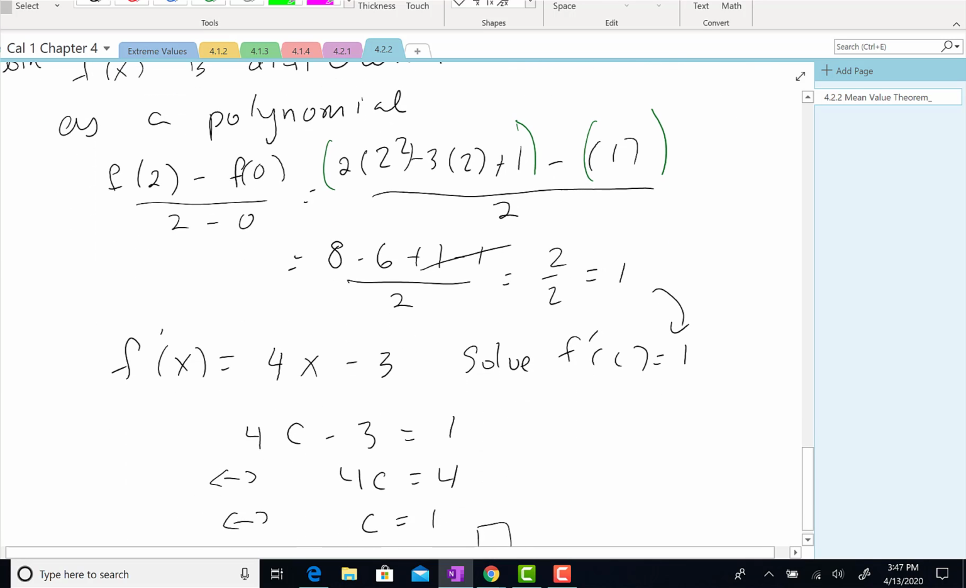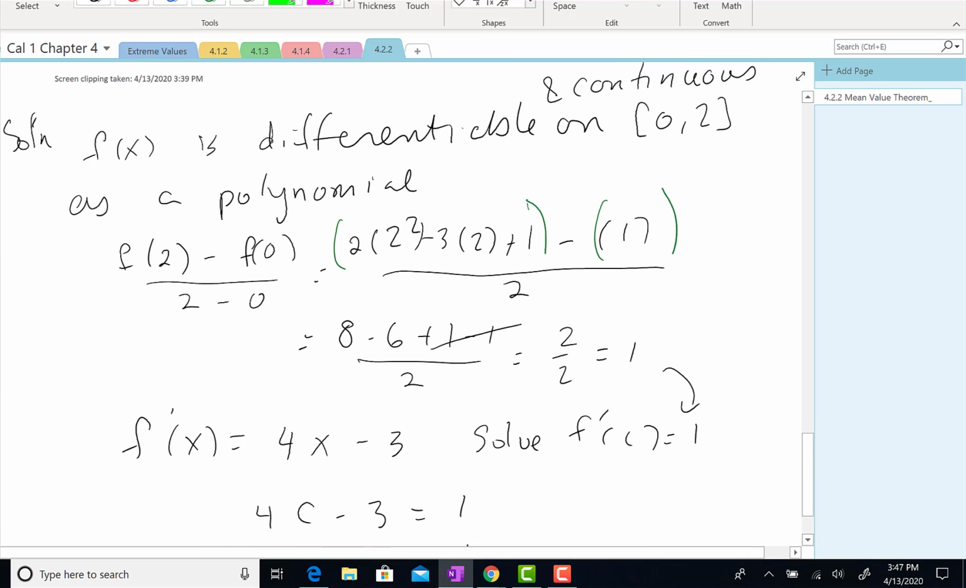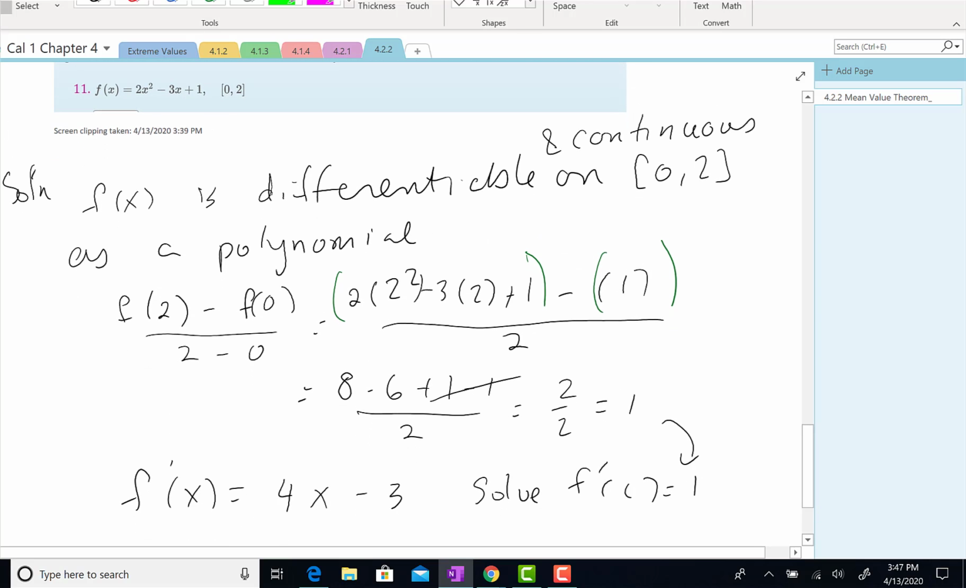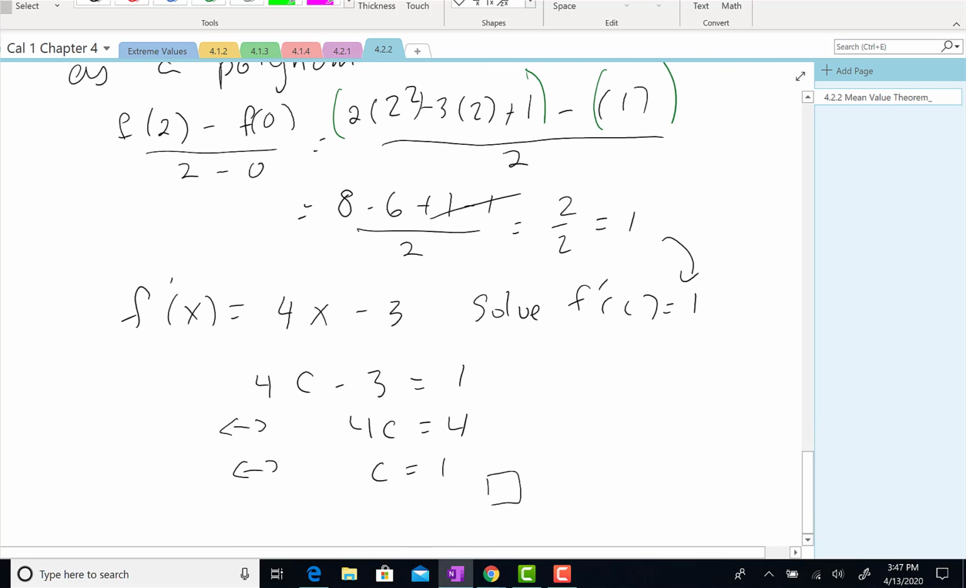We're going to find the derivative. Our function is 2x squared minus 3x plus 1, so the derivative would be 4x minus 3, and we're going to set the derivative equal to 1. We're using 1 because that's the value of the slope of the secant line that we found. So 4c minus 3 is equal to 1. That would give us c equals 1. So we found the value of c.